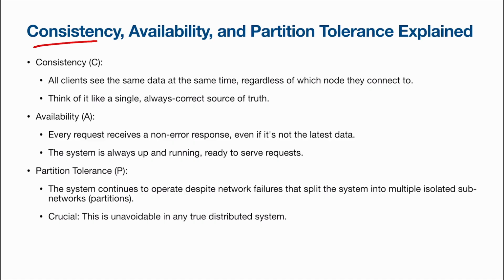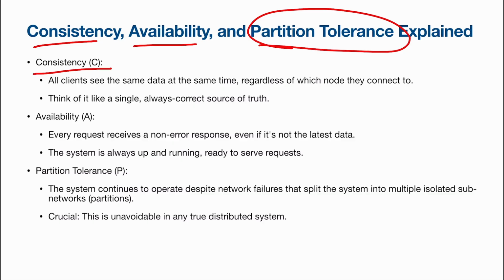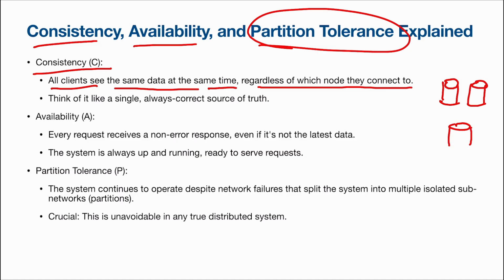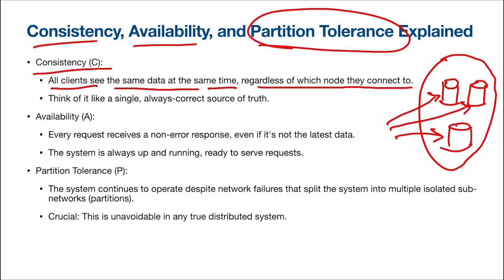Let's now talk about consistency, availability, and partition tolerance a bit more in detail. So what is consistency? All clients see the same data at the same time, regardless of which node they connect to. So let's say I have a database which has 3 replicas, and if the whole database system is consistent, no matter which database replica I connect to, I get the same result. So we can treat the whole 3 replica system of the database as a single, always correct source of truth.